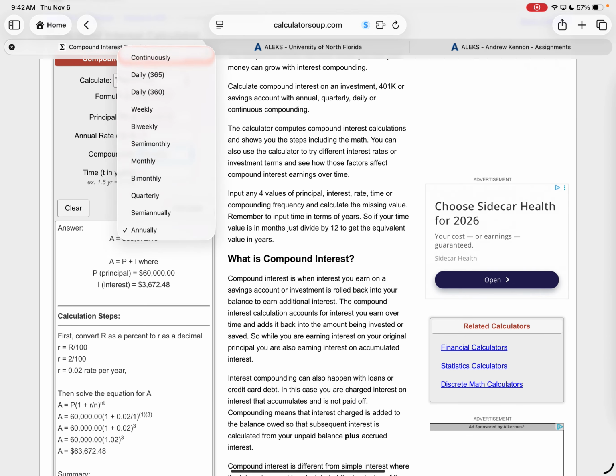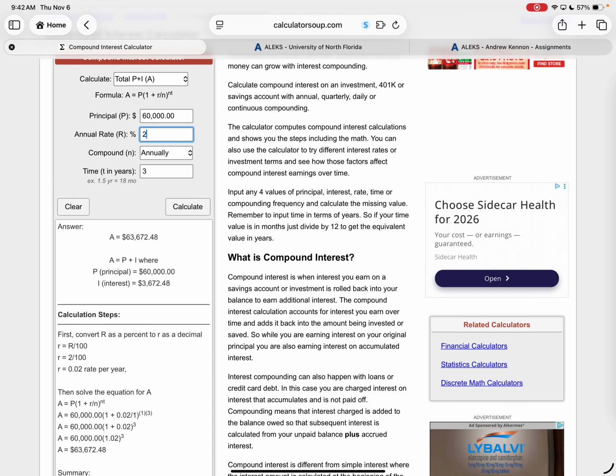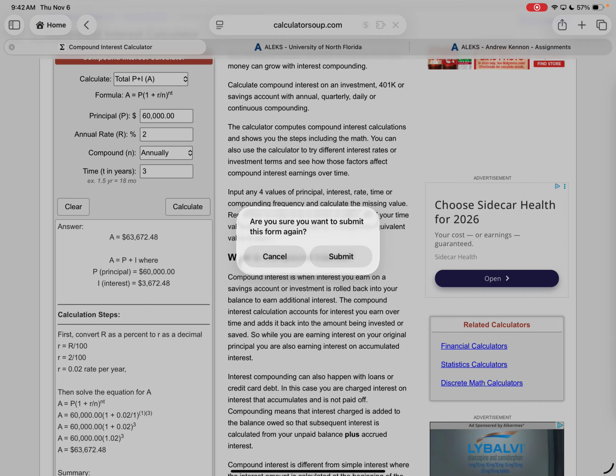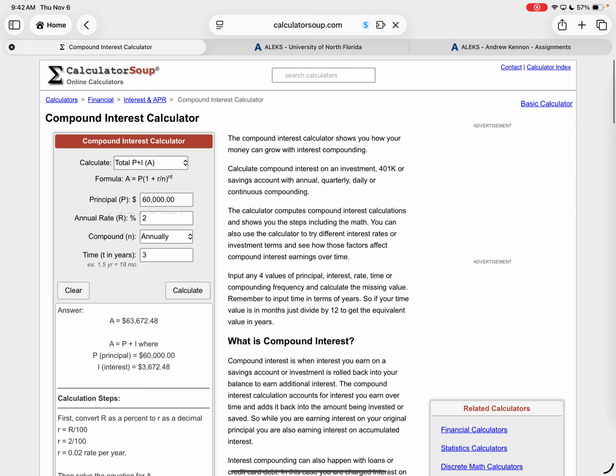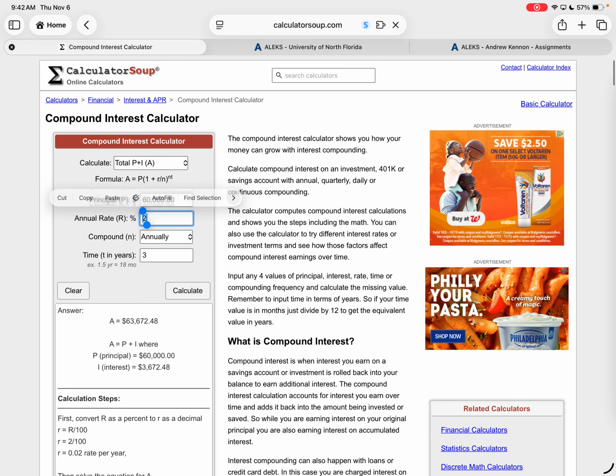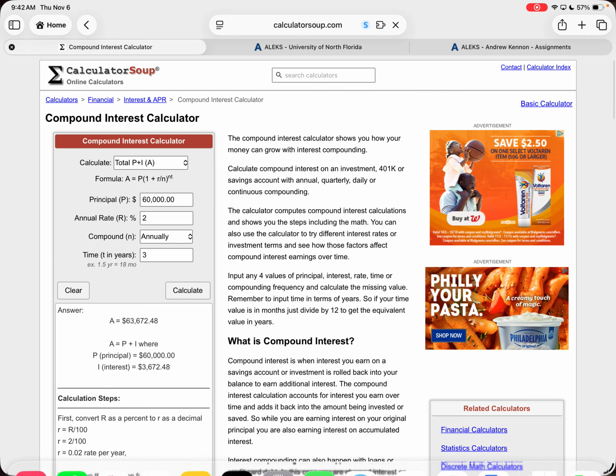Where's my calculator? On my keyboard. Refresh. Sorry, my keyboard didn't pop up there. There we go.